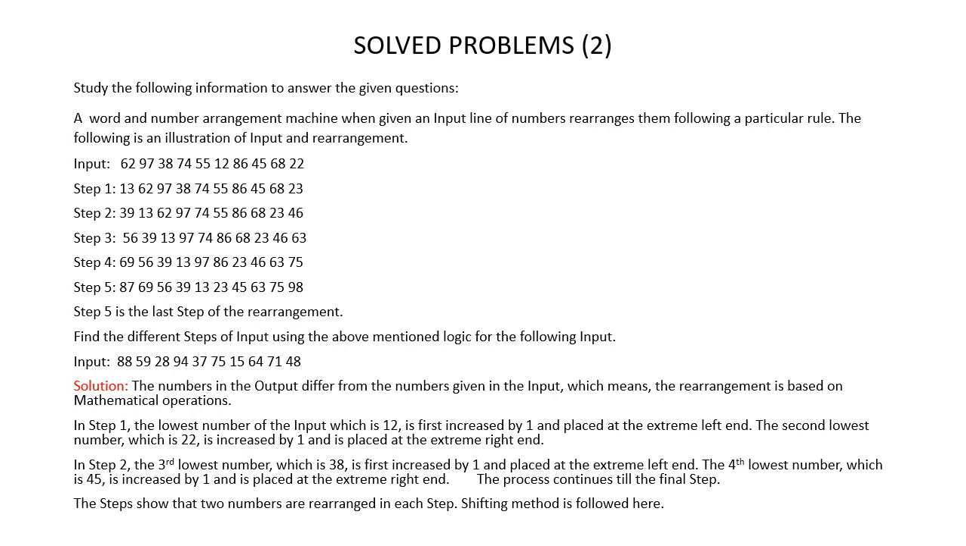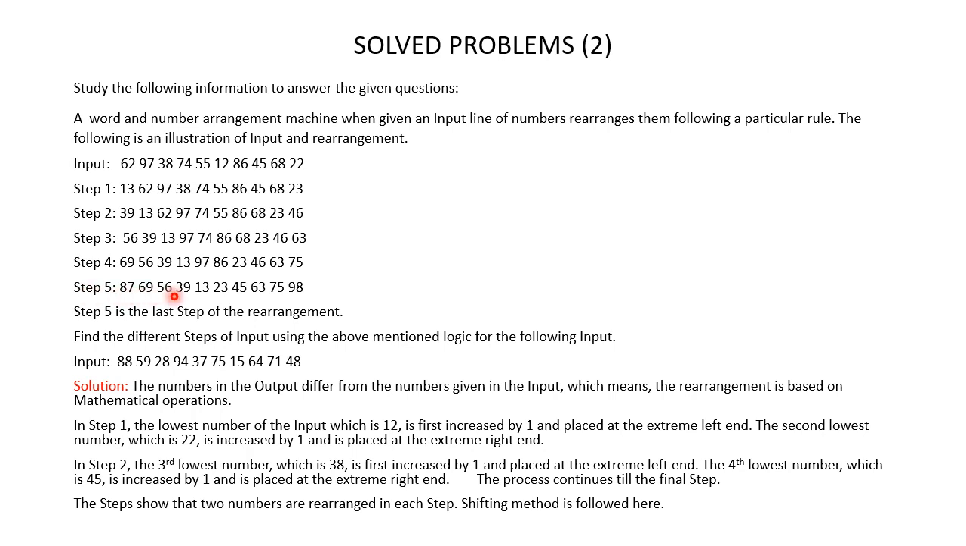So here you are given an input which consists of only numbers. Then 5 steps are given. Step 5 is the last step of the rearrangement. This means step 5 is the final output for this particular input of numbers. Now let's see what changes are happening from the input to the final output. To do that, first we have to check the output.